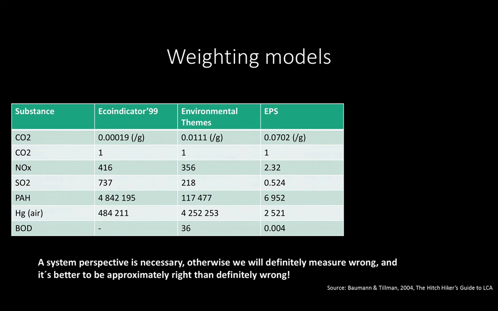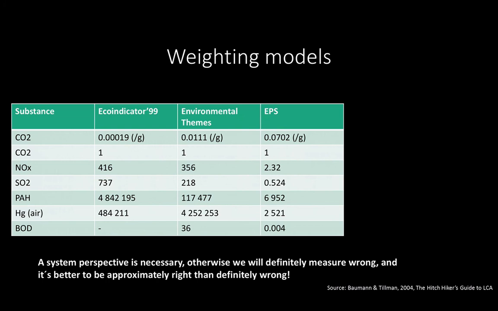And if we compare those three weighting models, you can see that it differs very much as well. In the EPS system, for example, you can see that the importance of CO2 is very much more important than in the Eco Indicator, for example, which makes it very much difficult to have a clear view of it. So what the ISO standard and what the LCA methodology recommends is that you use at least 3 of those weighting models. And if they point in the same direction, then you are quite safe that this is the right way to go.